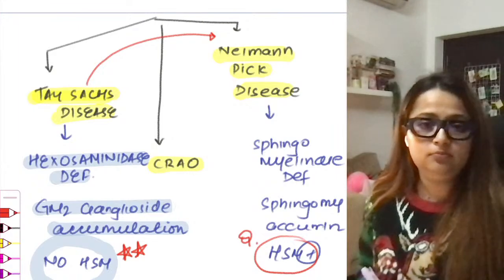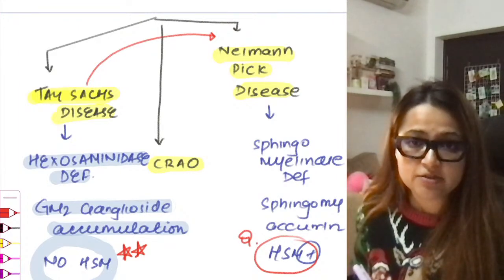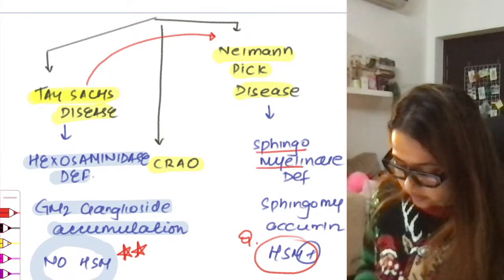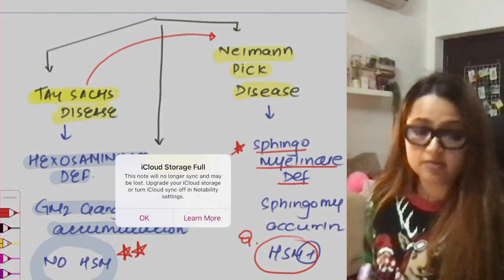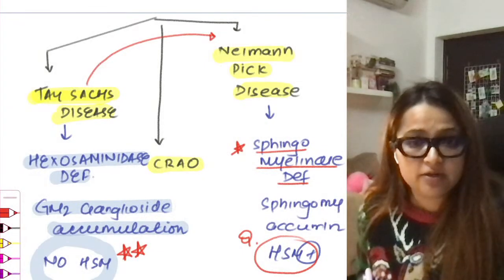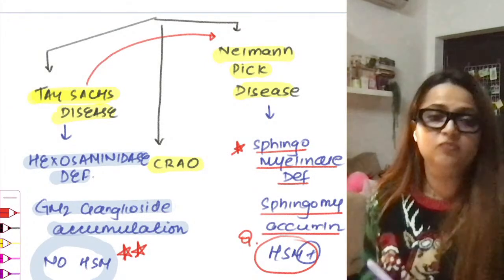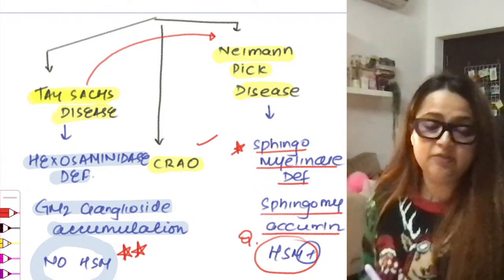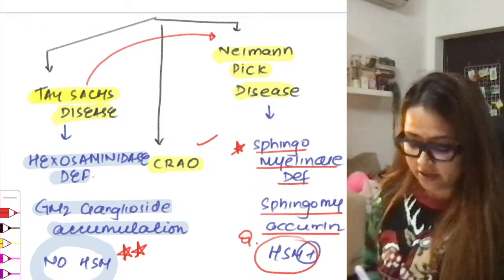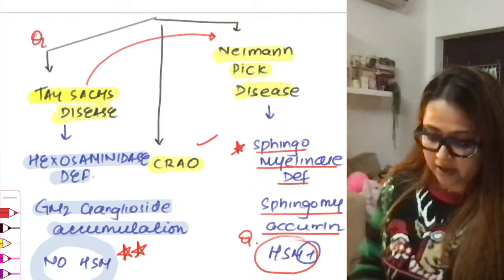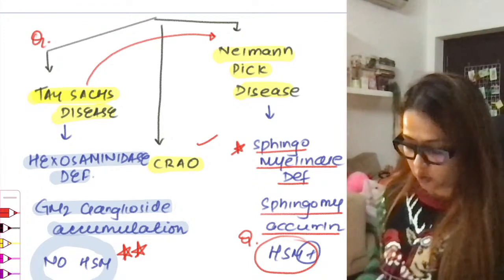So mark it. Then in Niemann-Pick disease, whose deficiency is there? Your answer is sphingomyelinase deficiency. So there is going to be sphingomyelinase deficiency in case of Niemann-Pick. And what is going to get accumulated? Your answer is sphingomyelin. And the third differential for a cherry red spot on the macula is central retinal artery occlusion. So know these three very, very high yield differentials of cherry red spot on macula.